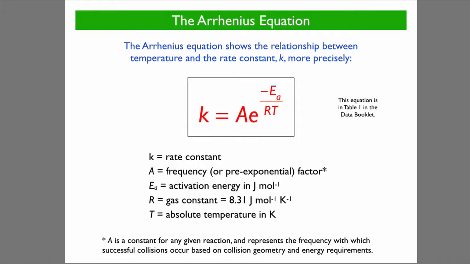The Arrhenius equation shows the relationship between temperature and the rate constant, k, more precisely. You can see we've got the rate constant equals A, the frequency or pre-exponential factor. It's a constant for any given reaction, and it represents the frequency with which successful collisions occur based on collision geometry and energy requirements. Up here you've got the activation energy, you've got the gas constant 8.31, and you've got the absolute temperature in Kelvin.